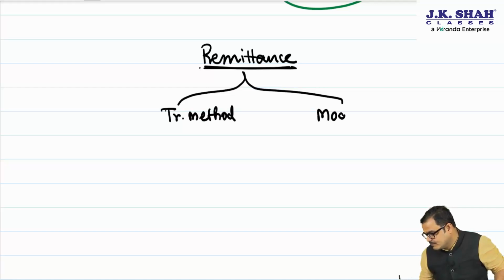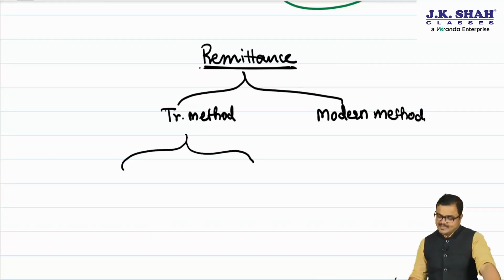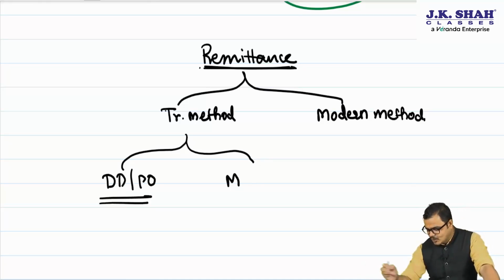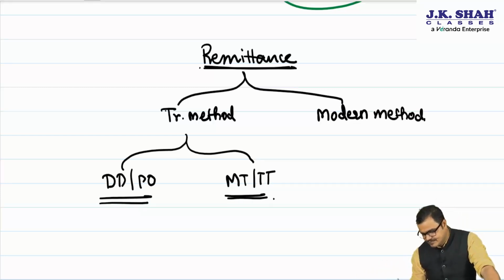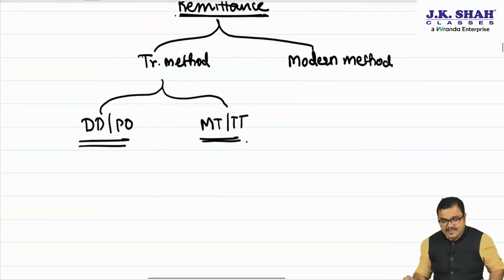Second, we have a modern method. In case of the traditional method also, we have 2 methods. What are those 2 methods? Sir, one is demand draft and pay order, DDPO. And second is obviously mail transfer or telegram transfer, TTMT. Remember? Yes, sir. Now what exactly is a demand draft?